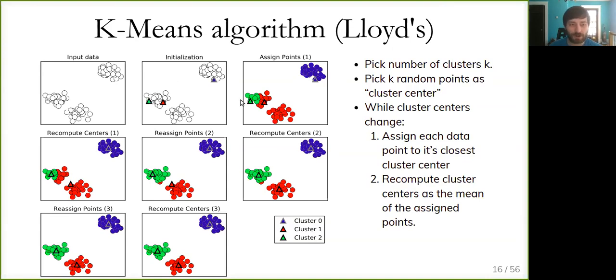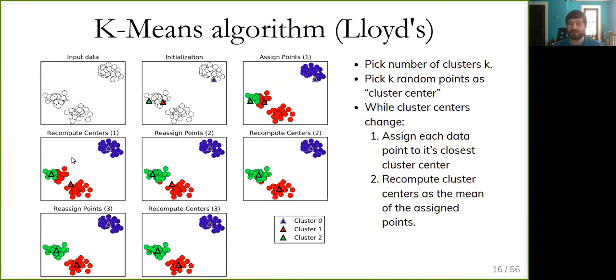Then, from this point on, I will start iterating 2 steps. One is to assign each data point to the closest cluster center. This is shown here. So for each point, I ask which cluster center is the closest to this point? For all the points up here, the blue cluster center is the closest. We use Euclidean distances here. For all these points here, the red cluster center is the closest. And for points over here, the green cluster center is the closest. So this is just assigning each point to its closest cluster center, basically giving it a number.